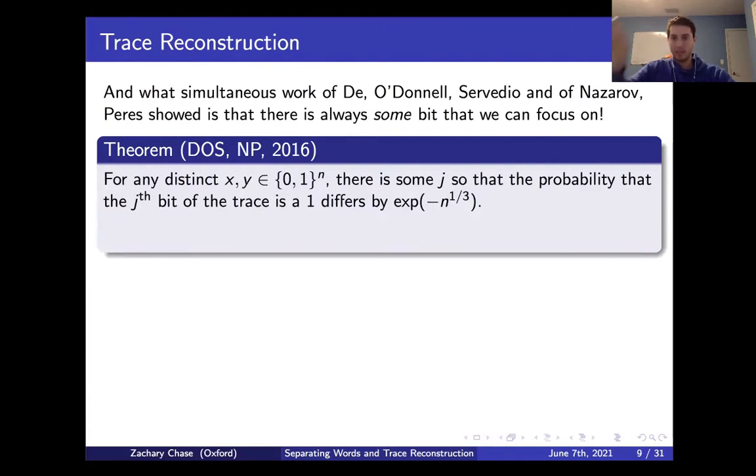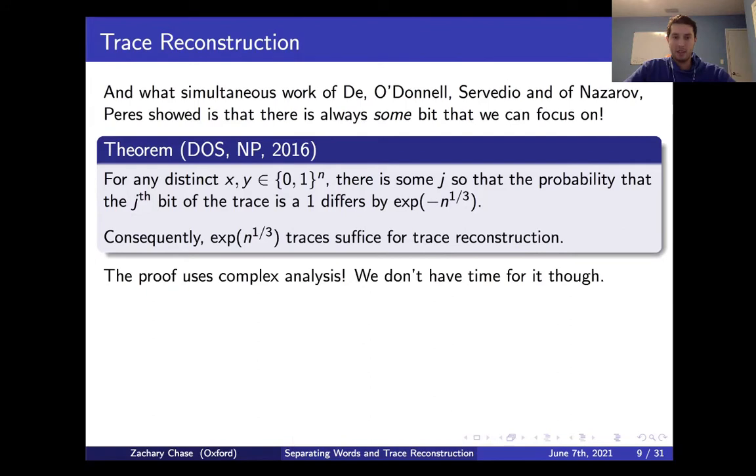So what this means is that, once again, we get all the traces, we only look at the jth bit, count the proportion of those that are 1, and we should be able to determine the true string based off that proportion, because with high probability, these proportions have different expected values. They differ by at least e^(-O(n^(1/3))). Therefore, e^(O(n^(1/3))) traces suffice for trace reconstruction. And the proof uses complex analysis, which is pretty cool. We don't have time for it though.